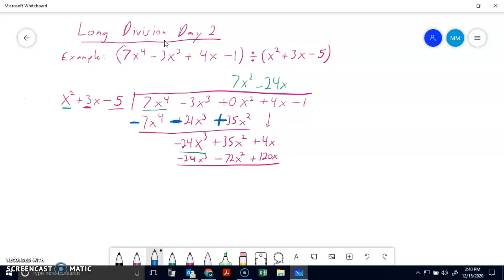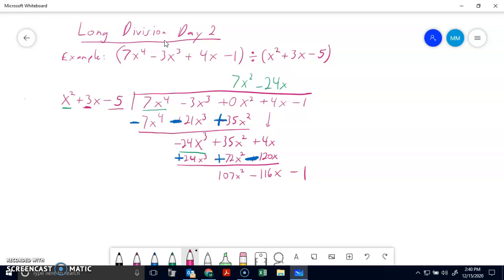Now I'm going to subtract. And again, to subtract, that means all the signs change. So I'm going to subtract this negative, turns it plus. Subtract this negative, turns it plus. Subtract this, becomes just a minus. So the 24's cancel. 35 plus 72 is 107x squared. 4 minus 120 is negative 116x. And bring down the minus 1.